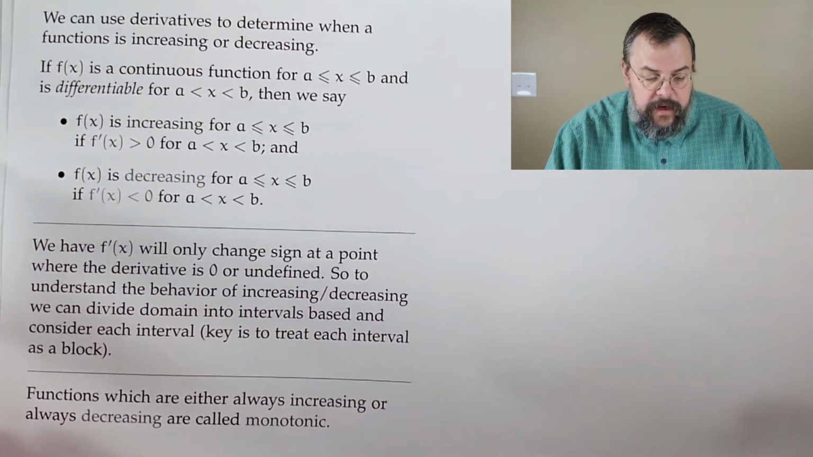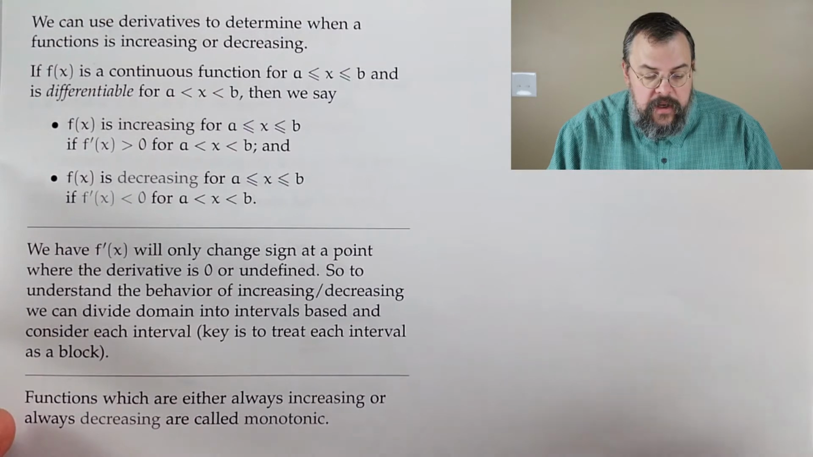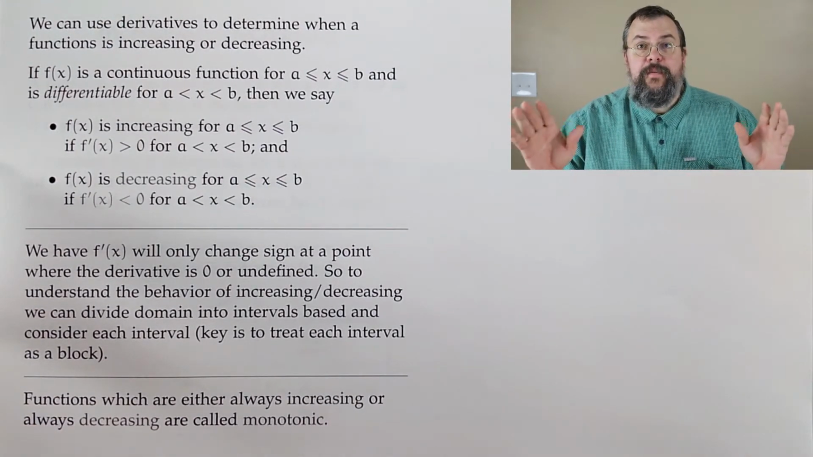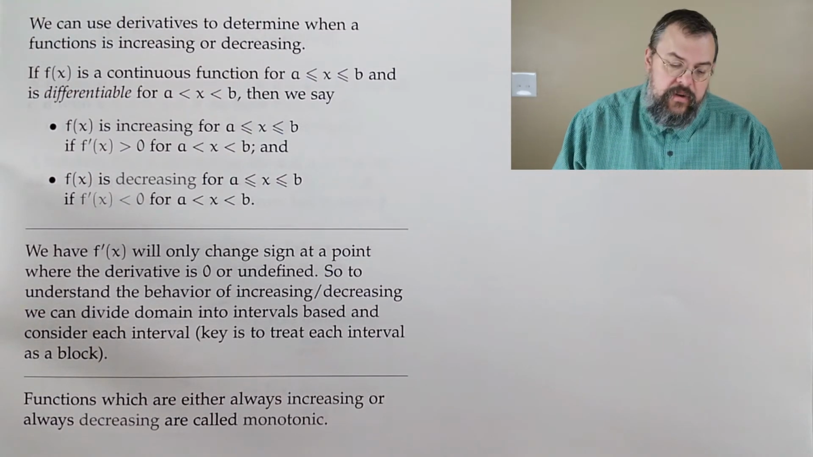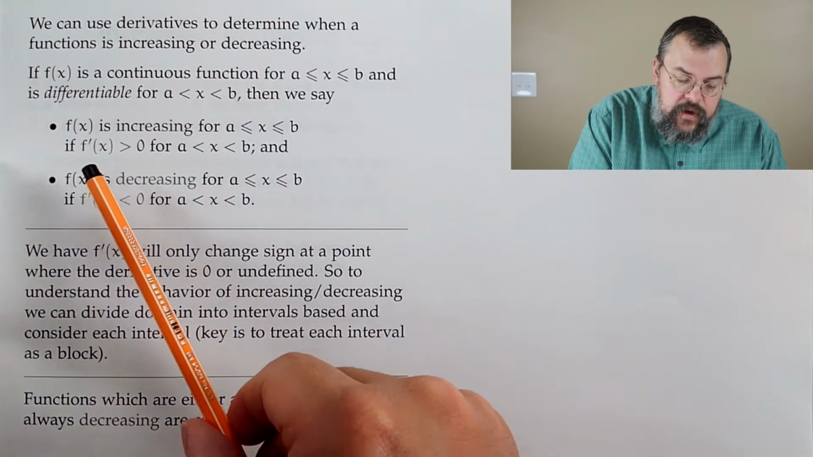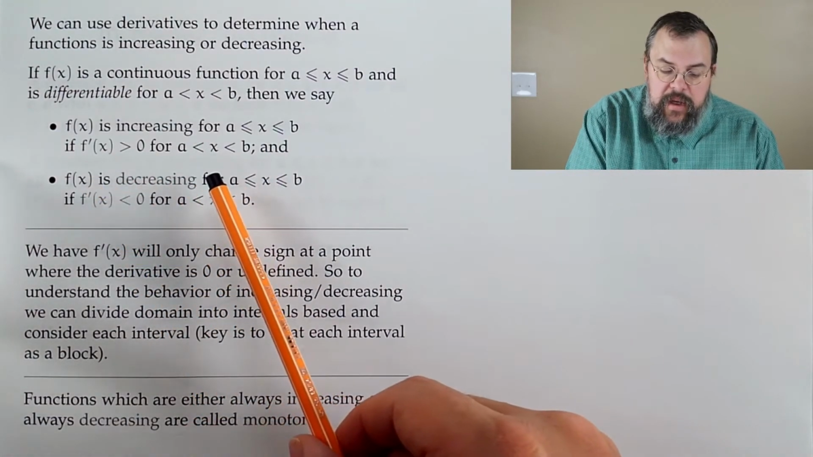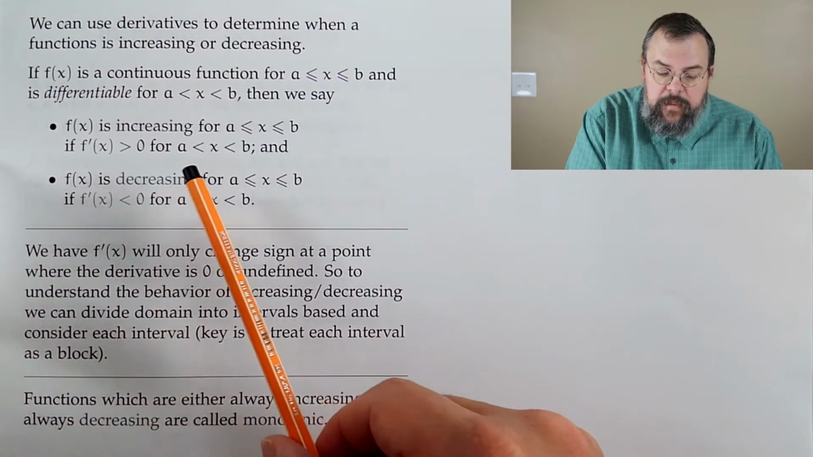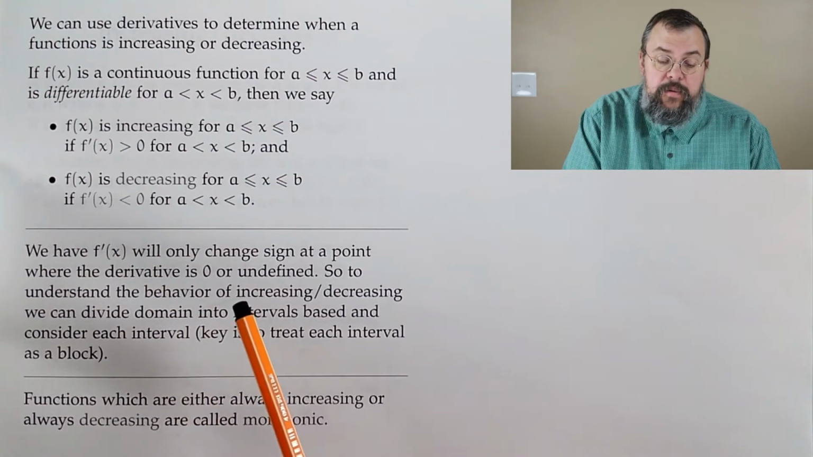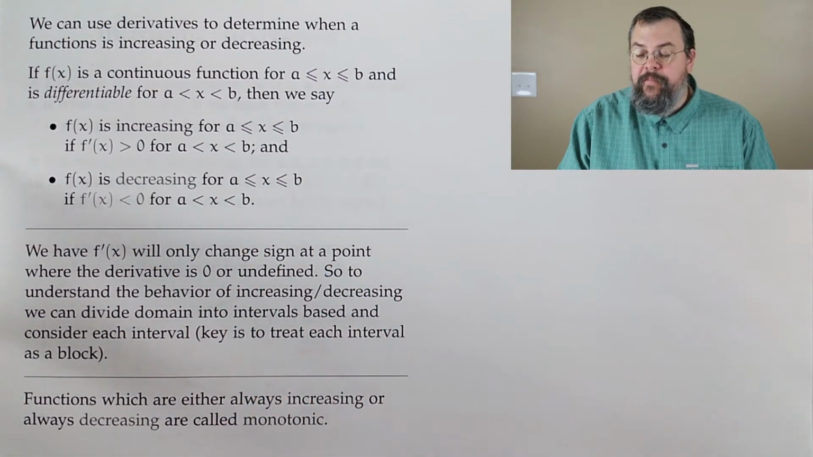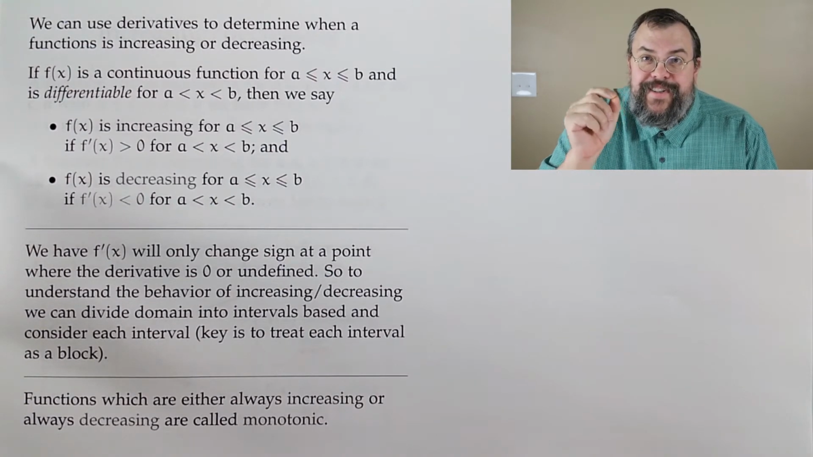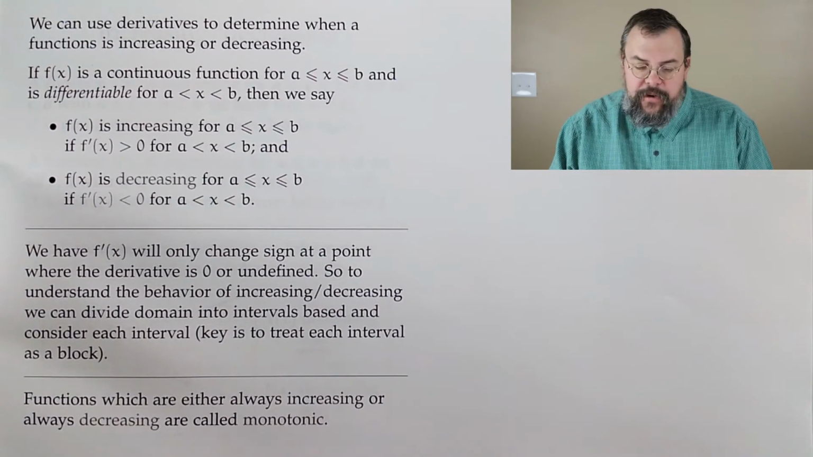So we have the following. If our function is differentiable, remember that just means we can take a derivative, between a and b, and the derivative is always positive between a and b, then we say it's increasing between a and b. On the other hand, if the derivative is always negative between a and b, we say it's decreasing from a to b.